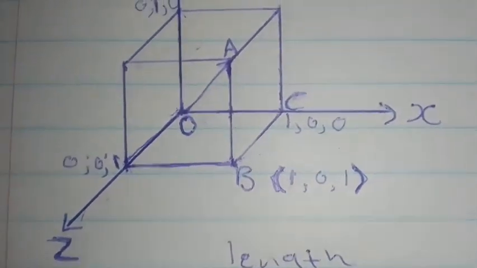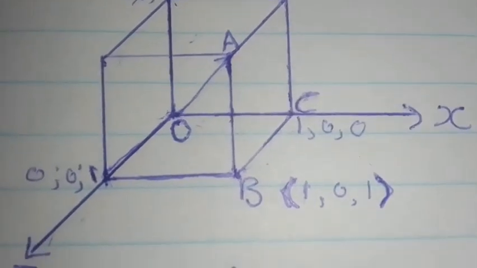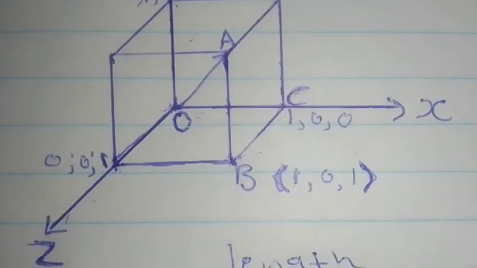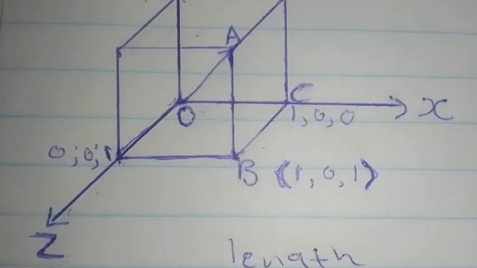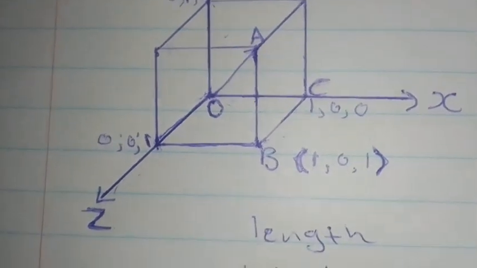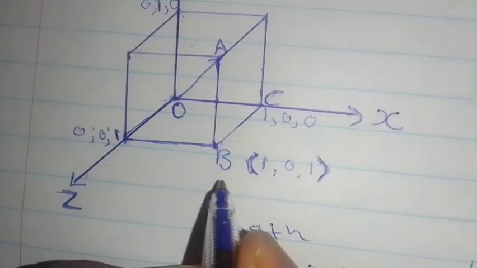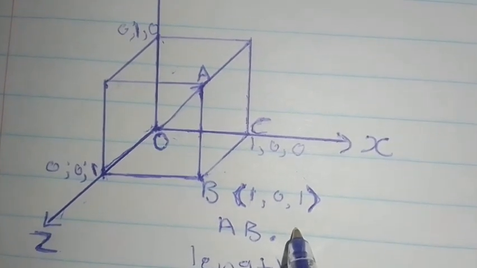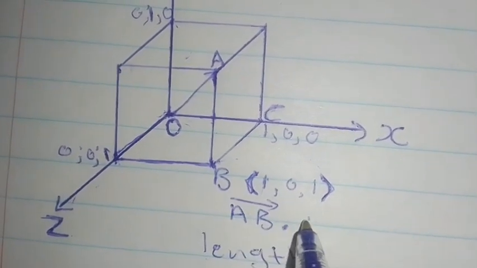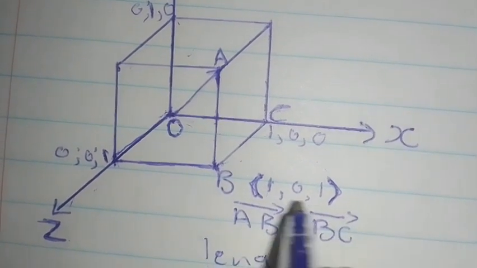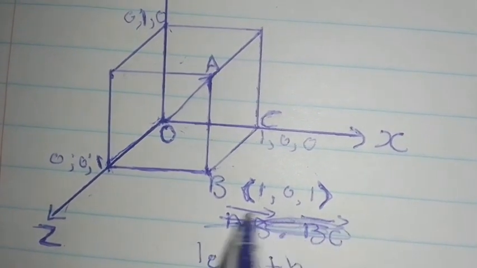Now my question here is, show that AB is orthogonal to BC. Can you show that? Now, how do you show that? The only way you can show that is if you prove that the dot product is 0. AB dot BC, well, let me write it officially.